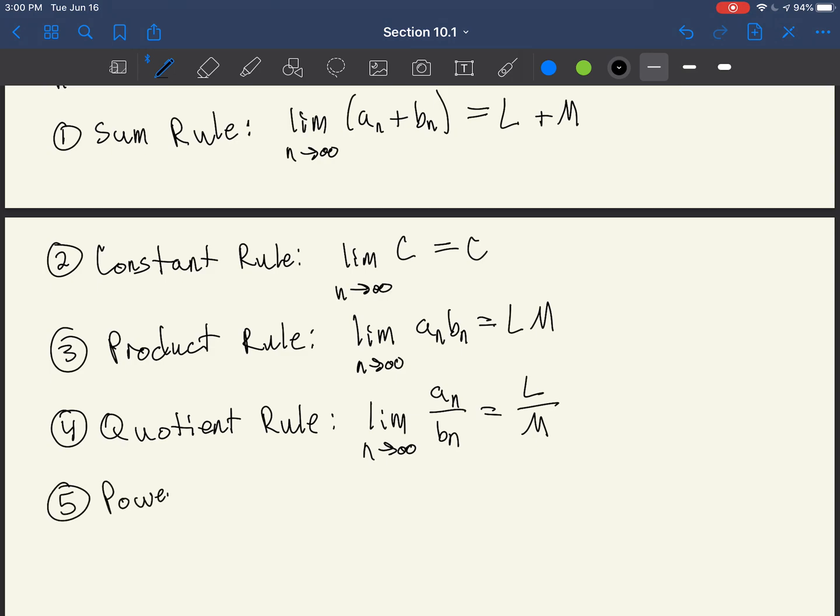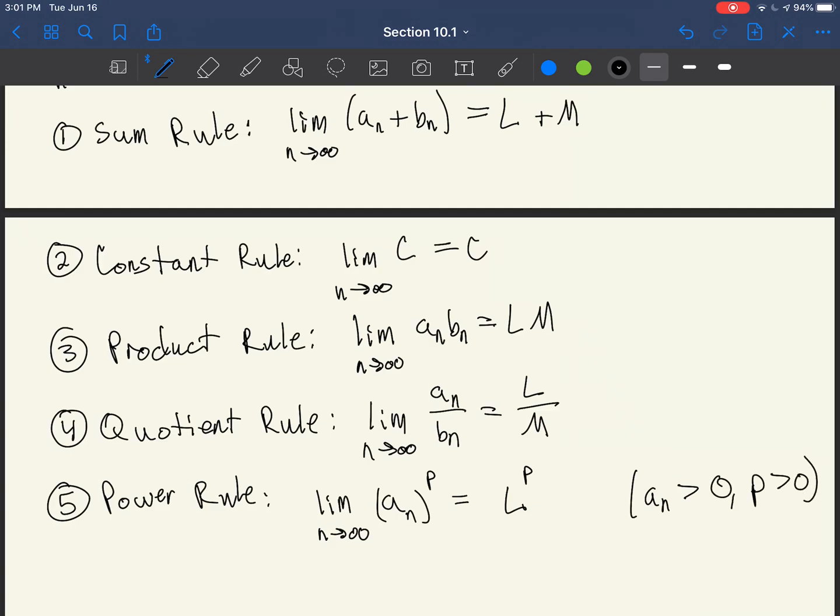And last, we have the power rule. The limit as n goes to infinity of a_n raised to the p equals L to the p. So you can take the limit of the base and then raise it to the p power. And this is assuming only that a_n is positive and p is positive. Can't always do this if the base a_n is not positive.